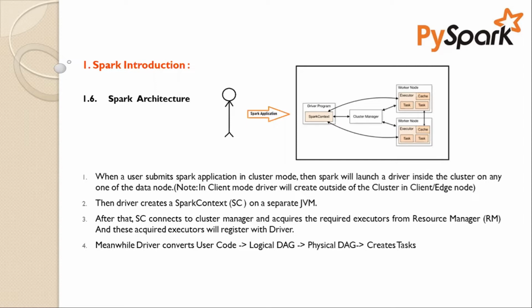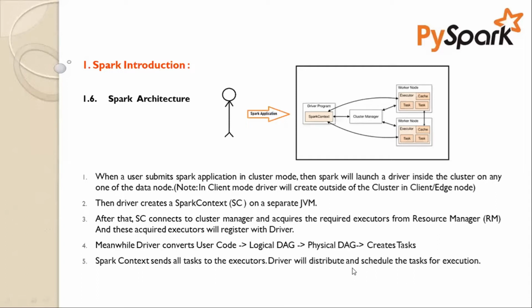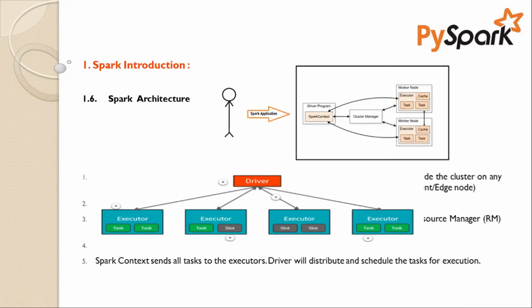Okay, right? So if you think this is a little hard to understand, then summarize it in one single sentence: driver will create a task. That's it. That is a simple step. And the fifth step: as and when the driver creates tasks, SparkContext sends all tasks to the executors, right? Then the driver will distribute all the tasks and schedule the tasks for execution on the executors. This is the fifth step.